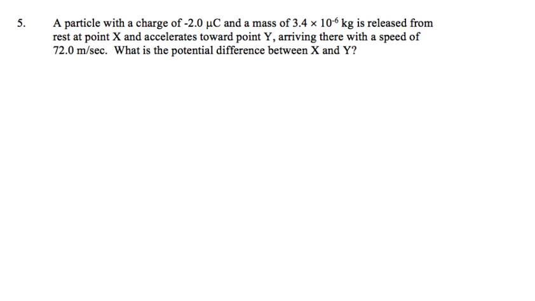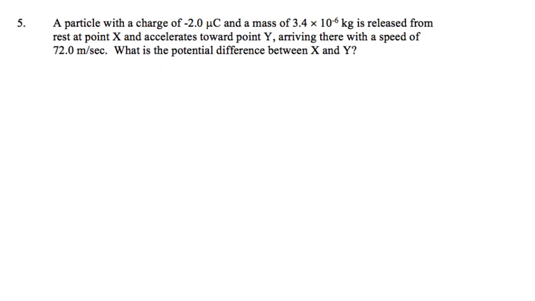So in this particular problem, if I look at it, I see that it says a particle with a charge of negative 2 microcoulombs and a mass of 3.4 times 10 to the 6 kilograms is released from rest at point X and accelerates towards Y, arriving there with a speed of 72. What's the potential difference between X and Y? So potential difference, that's the V, and anytime they give you a charge, that's going to be your test charge. That's going to be the QO, because Q is always there.